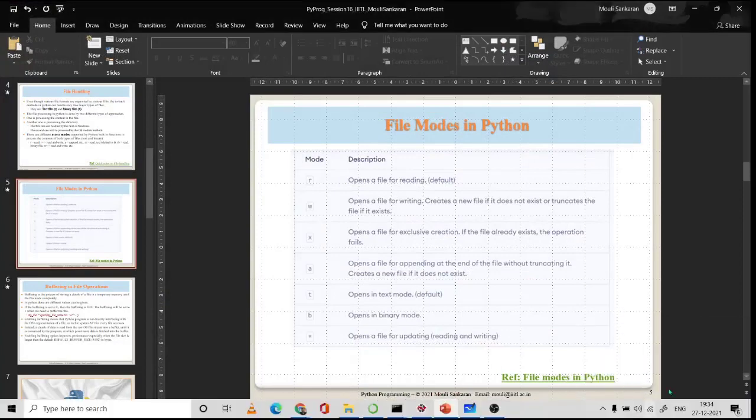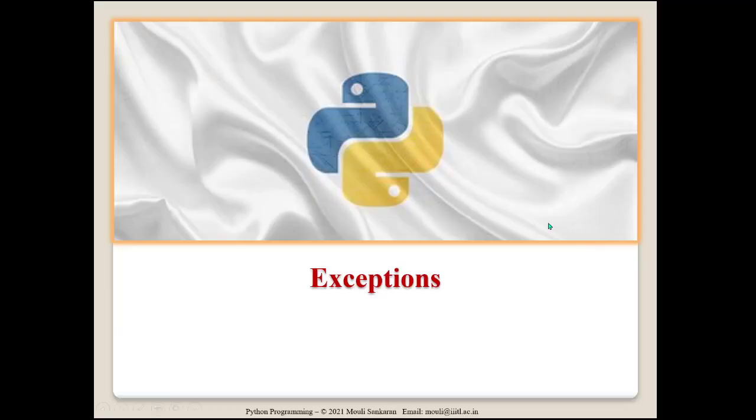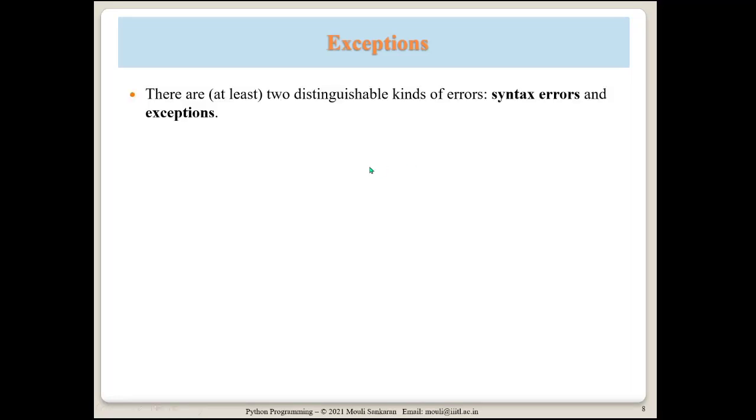I'm sure all of you are aware of exceptions. So let me start off. What are they? There are at least two distinguishable kinds of errors: syntax errors and exceptions. Now, what are syntax errors? Suppose you write a for loop with i in range, whatever, and then you forget to put the colon at the end, then it's a syntax error as far as Python is concerned.